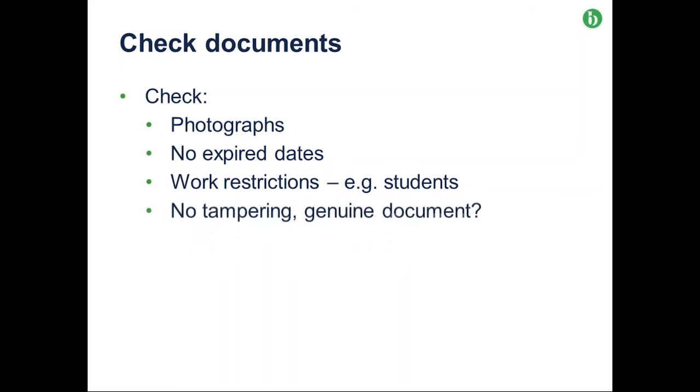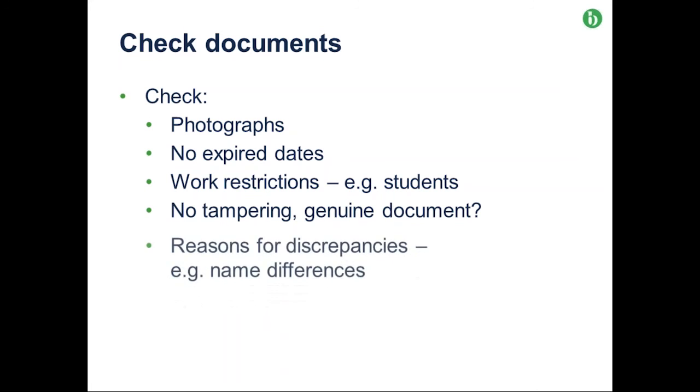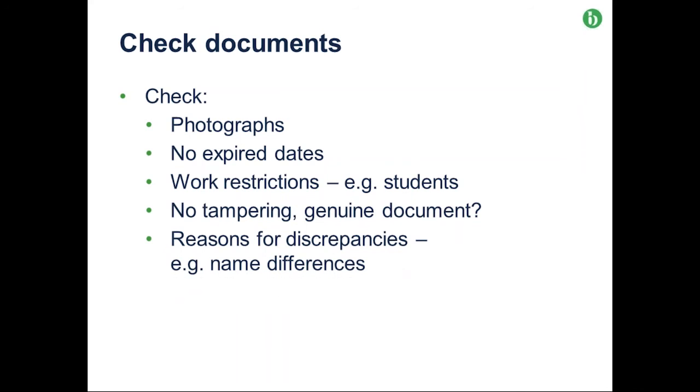You also need to check there's no tampering and that it does appear to be a genuine document. And if there are discrepancies in the documents themselves, ask for an explanation as to why there are discrepancies. For example, if there are name differences, it may be that somebody has recently got married or divorced, for example, and that's why there is a difference in surnames.